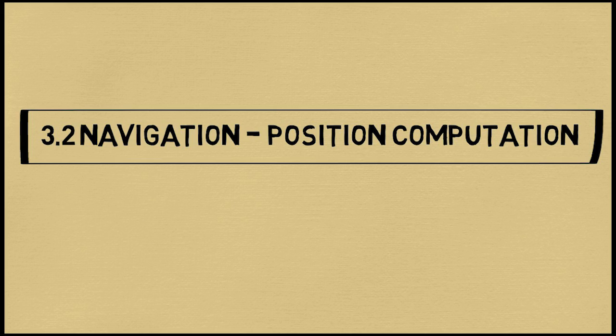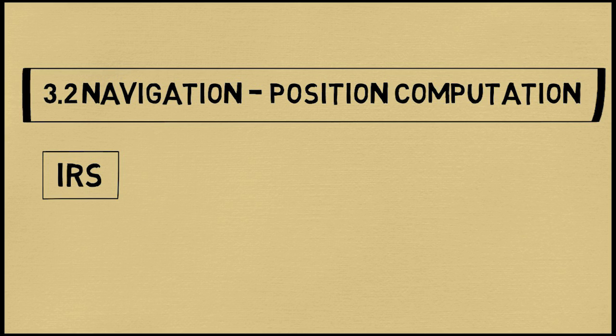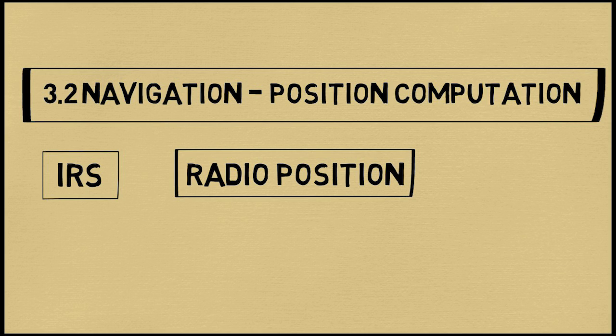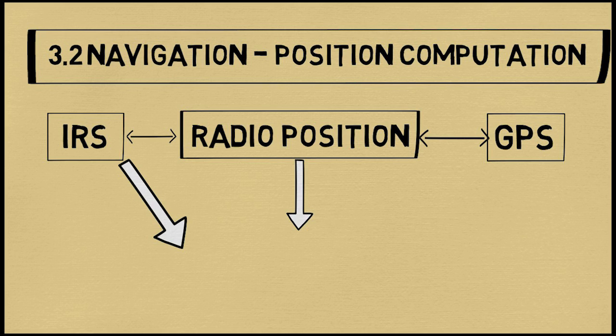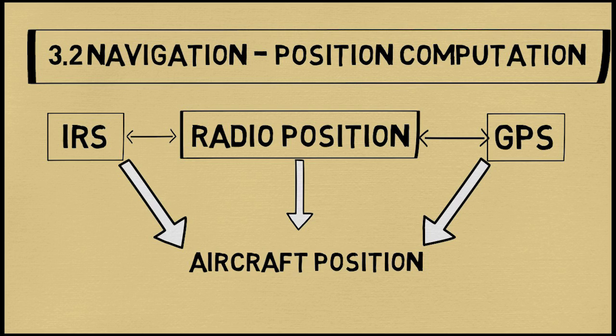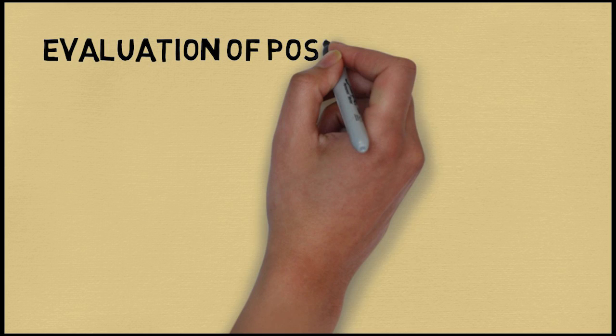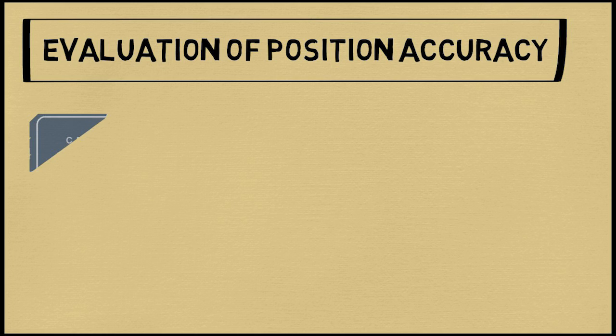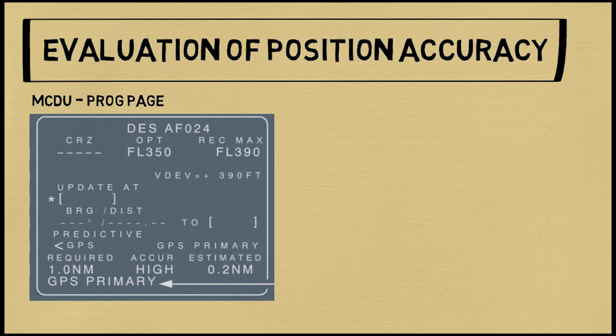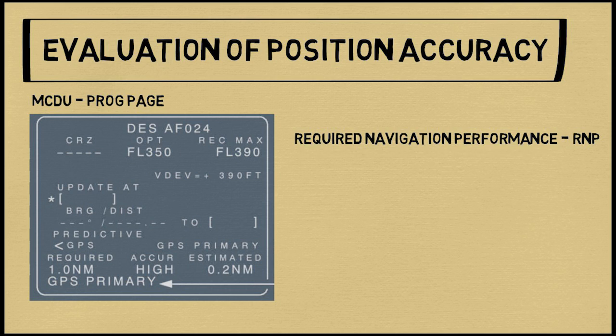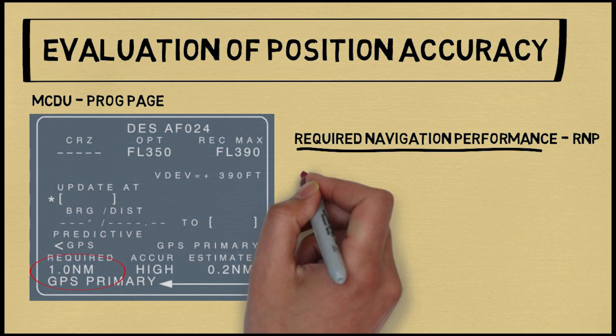The aircraft is incredibly capable of knowing its current and correct position. It uses a mixed input from the IRSs, radio beacons, and the GPS. This data is combined in a single aircraft position. It produces a constant evaluation of the position accuracy, which is presented on the MCDU progress page. On the bottom left, you can see the required performance. And to the bottom right, the estimation.